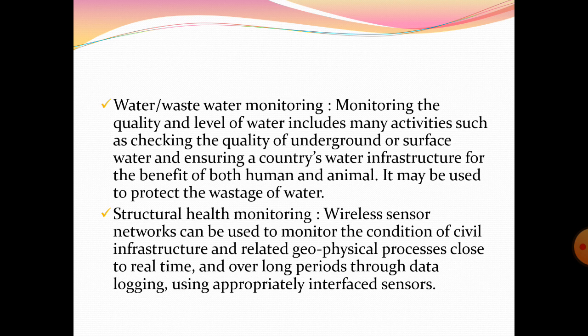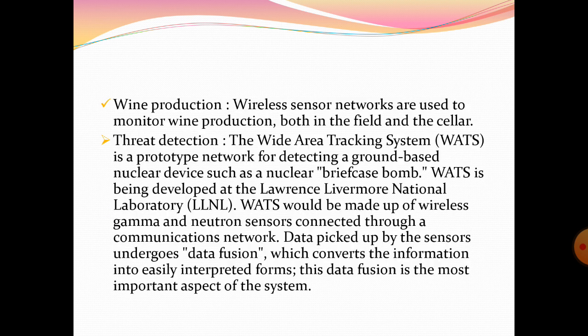Structural health monitoring. Wireless sensor networks can be used to monitor the conditions of civil infrastructure and related geophysical processes close to real time and over long periods through data logging using appropriately interfaced sensors. Wine production. Wireless sensor networks are used to monitor wine production both in the field and the cellar.